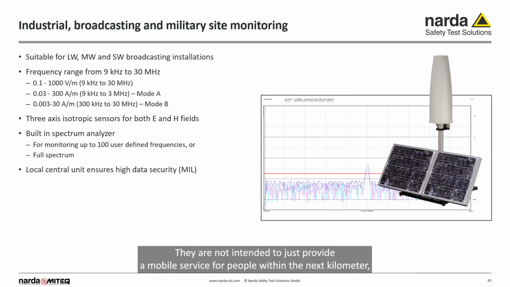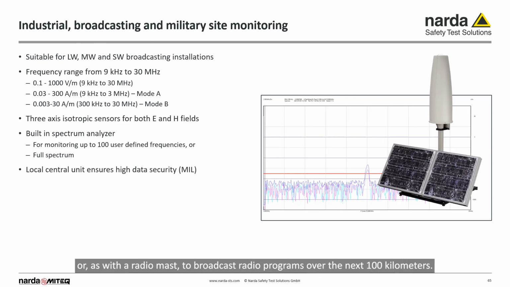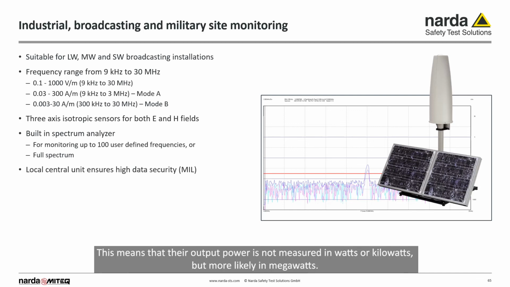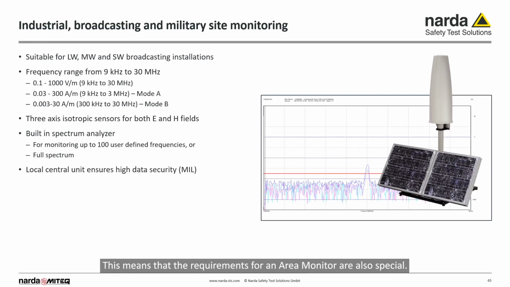They are not intended to just provide a mobile service for people within the next kilometer, or, as with the radio mast, to broadcast radio programs over the next 100 kilometers. They are built to send signals right around the world, if possible, or to reach a submerged submarine. This means that their output power is not measured in watts or kilowatts, but more likely in megawatts. And this means that the requirements for an area monitor are also special.